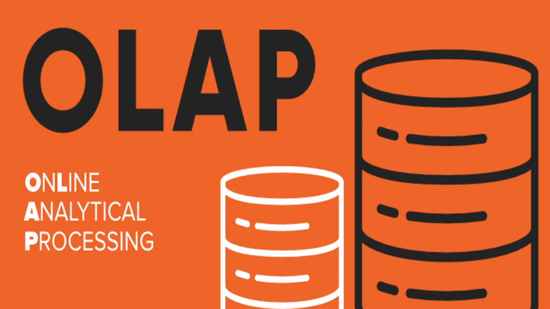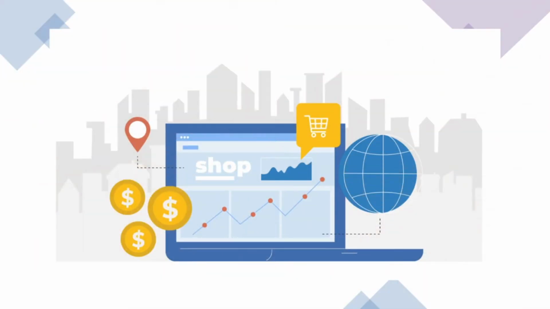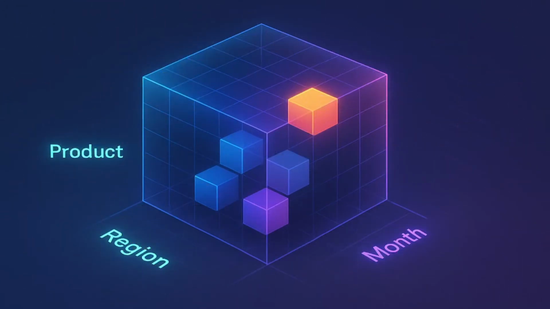Let's say you're running a global online store. You want to check how your sales were doing by product, by region, by month. That's 3 dimensions right there. With an OLAP cube, you can view and combine these perspectives in seconds.